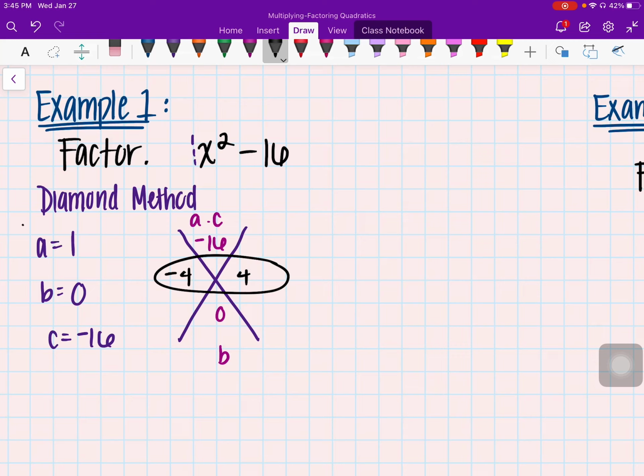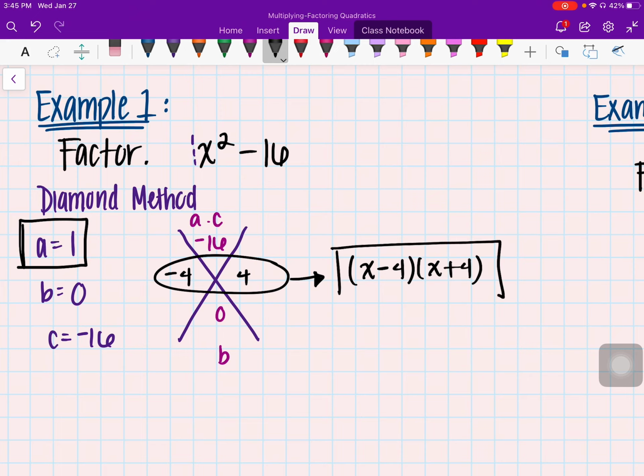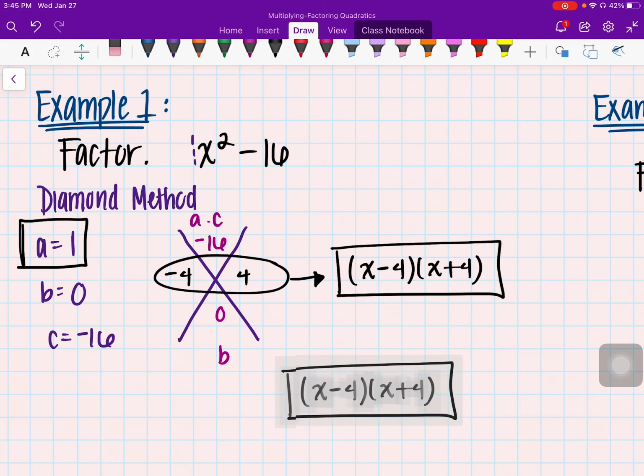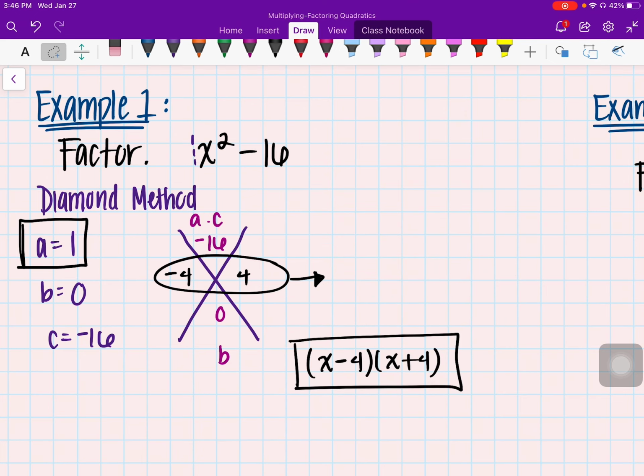Now, since my leading coefficient is a 1, I don't need to do grouping. I don't need to do anything else. I would be done with this. Let me just write my binomial expression: x minus 4 times x plus 4, and this here is our final answer. So once again, this is using the diamond method. Let me bring this down so I can have more space for the formula. So this is our answer, and we would be done there.